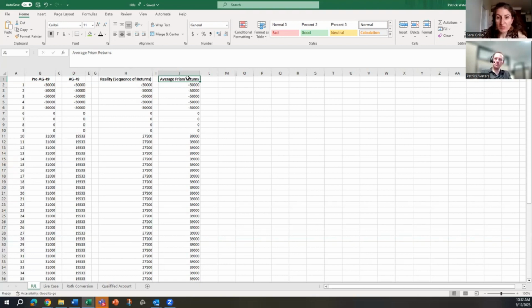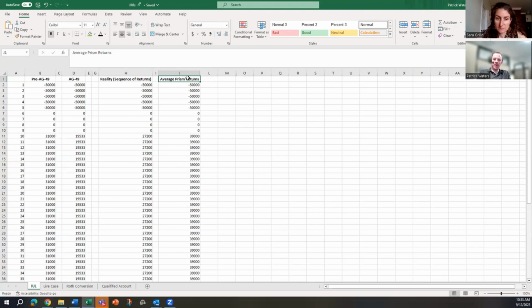What do people not understand about this whole scenario right here, most commonly? What most people don't understand, I would say, is that never sell an IUL with market-like returns.